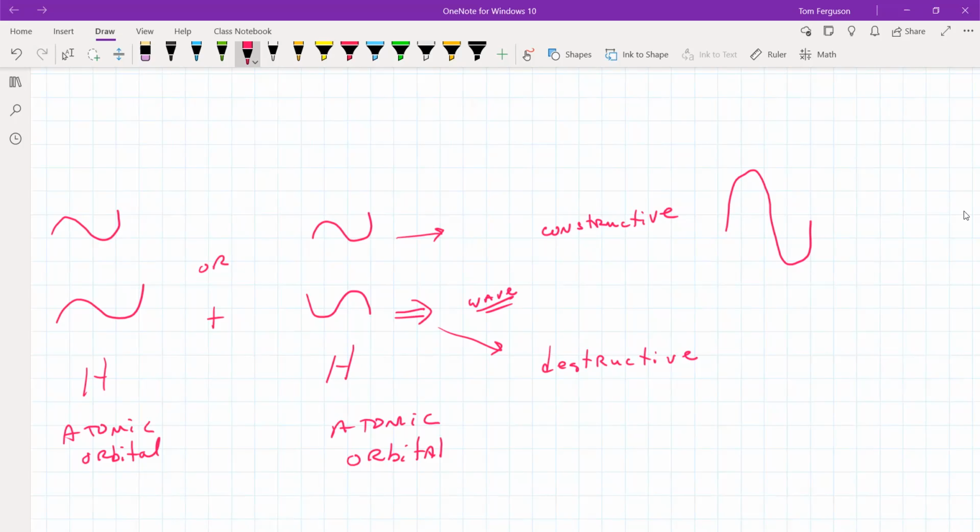If you have a peak and a trough coming, what do you think those are going to do? Cancel. So you end up with almost nothing. That's the destructive wave. And if they're perfect, you end up with nothing.